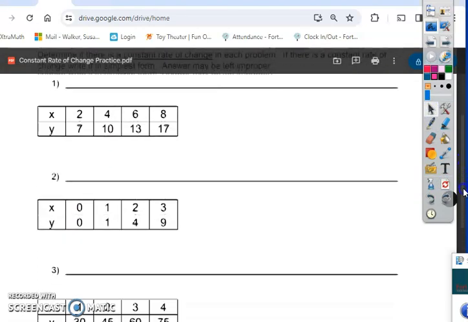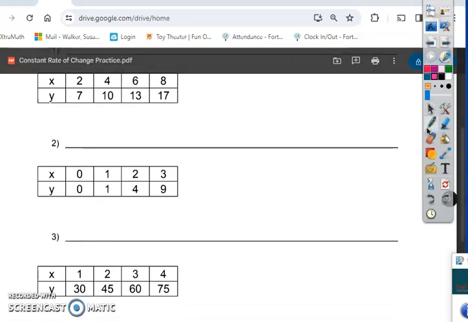Now, we're going to do number 2. So let's try number 2. Delta y over delta x. Okay? So, how much are these changing by from here to here? Hopefully you know that's 1. 0 plus 1 is 1. 1 plus 3 would give me 4, and 4 plus 5. Guys, this is the change. That looks kind of strange, right? Last time it was all the same.